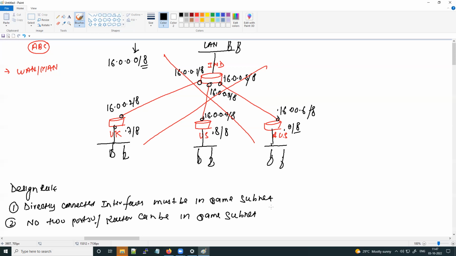So from the design point of view, the first rule is that directly connected network interfaces must be in the same subnet. If I consider these, let's suppose this is /8, this is also /8. That means from the rule point of view, the first rule is fulfilled. Second rule, no two ports of a router can be in the same subnet. From this router's point of view, this is in the same subnet, this is also in the same subnet, this is also in the same subnet, because /8, /8, /8 and it has the same IP address. So from the second design rule, this design is incorrect.